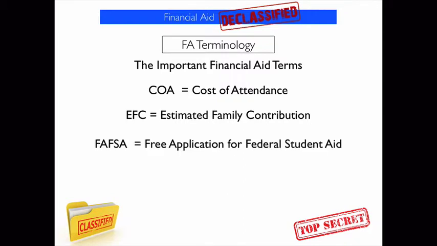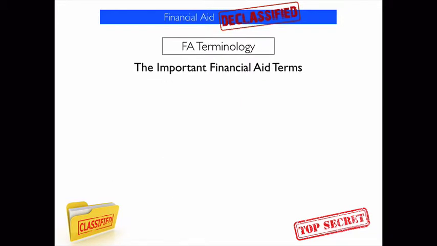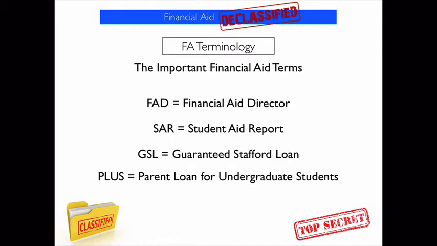FAFSA, otherwise known as the Free Application for Federal Student Aid. FAD is a financial aid director, or FAO, financial aid officer. FSEOG, Federal Supplemental Educational Opportunity Grant. Then we have the student aid report. GSL is the Guaranteed Stafford Loan, and then finally we come up with the Parent Loan for Undergraduate Students.